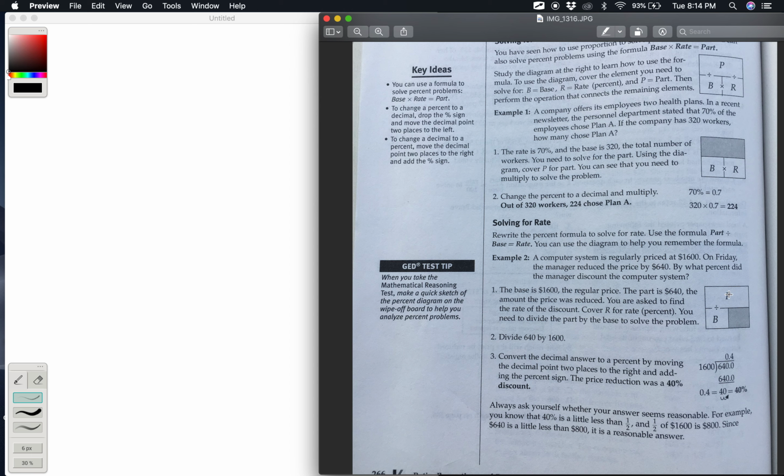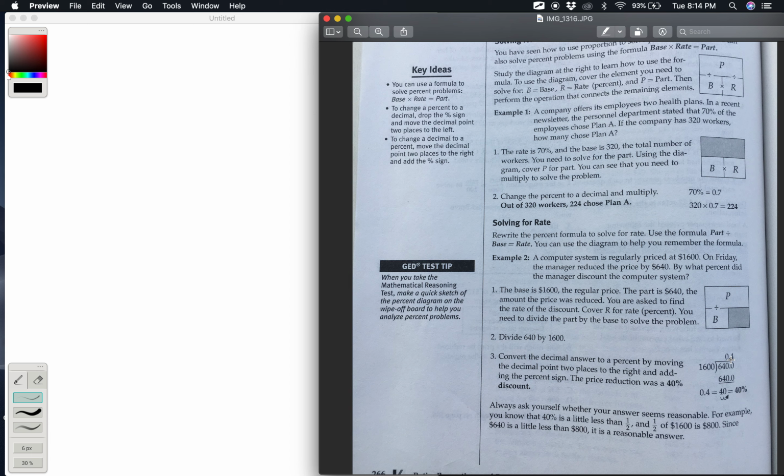So we put the part up here and the base down here. Basically, you're dividing the part by the base: 640 divided by 1,600. And we're trying to get a percent out of this. So this again isn't a percent, it's 0.4. It's a regular number, whereas a percent shows more that it's a fraction of that number, especially in percent form.